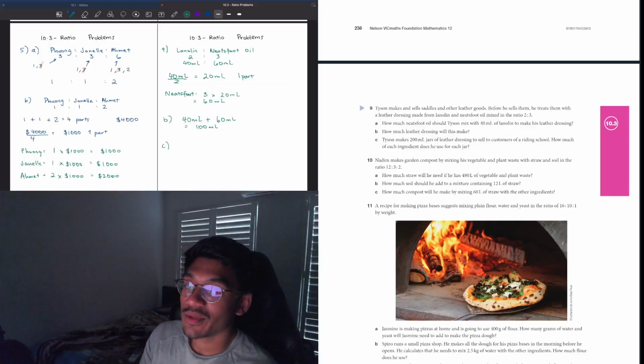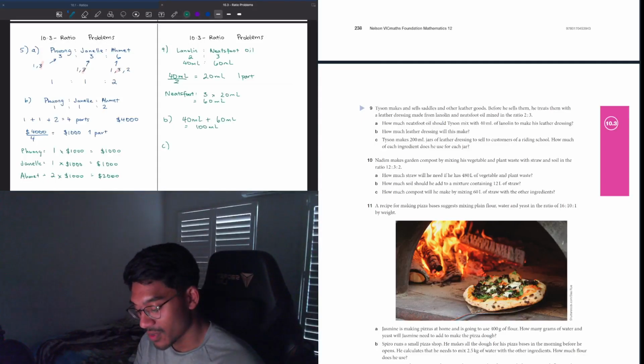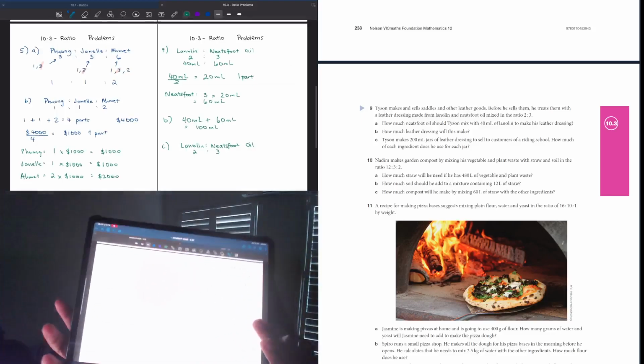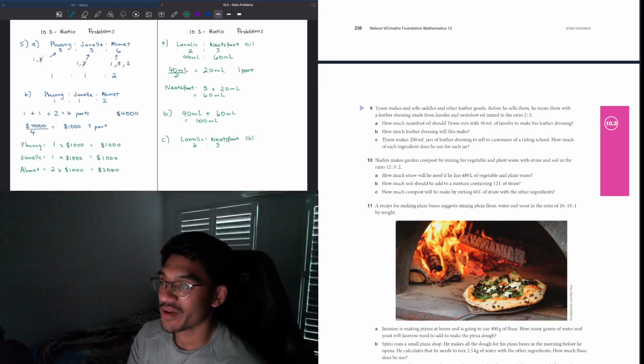Question C says, Tyson makes 200 milliliter jars of leather dressing to sell to customers of a riding school. How much of each ingredient does he use for each jar? So I'm going to write it out again. So lanolin to neat's foot oil. We know the ratio is 2 to 3. Also, just looking at my screen, on my iPad there are the lines for the work, but they don't show up on the screen, so that's probably why it looks really messy. So I apologize for that.